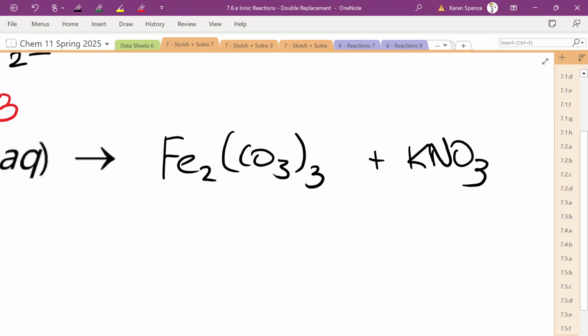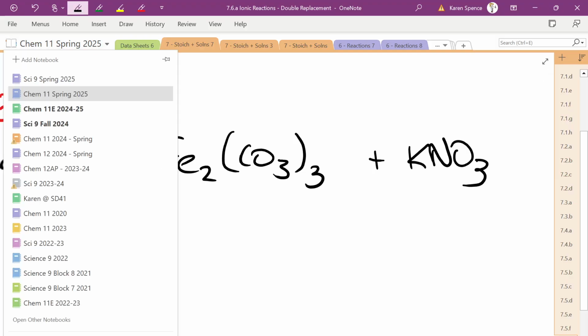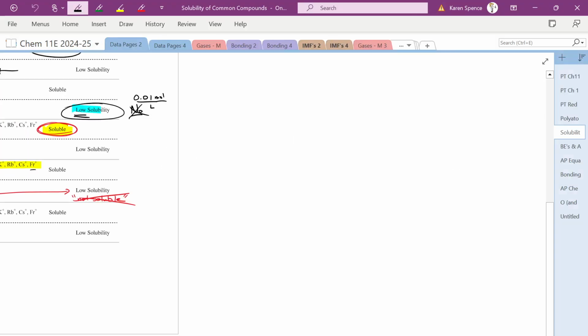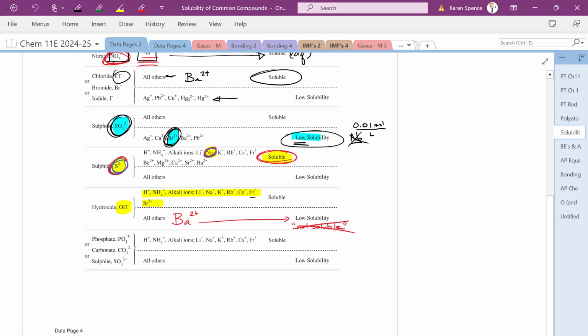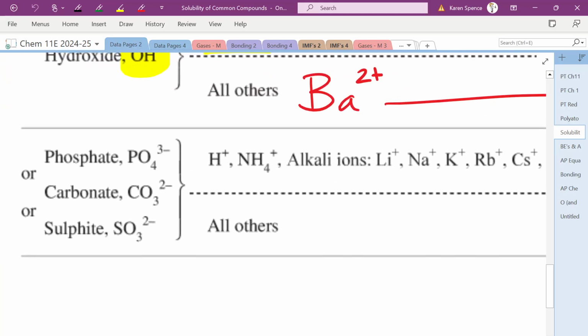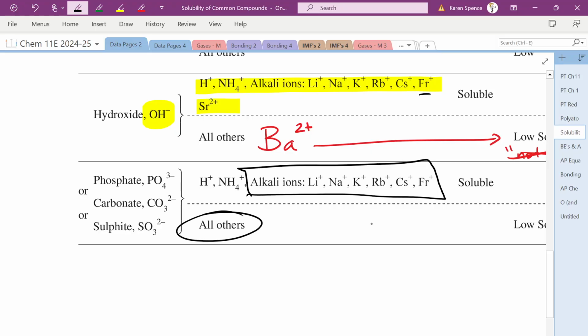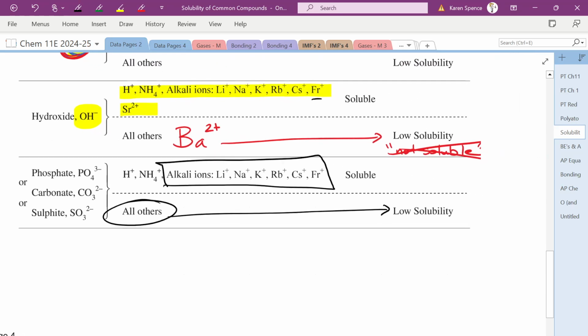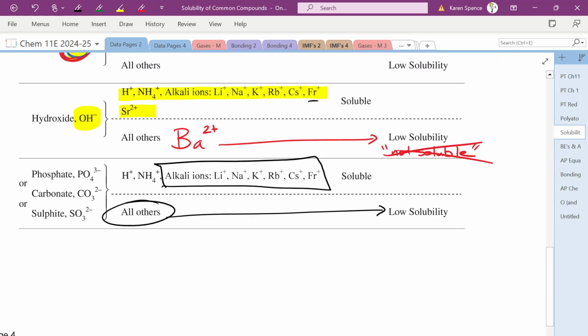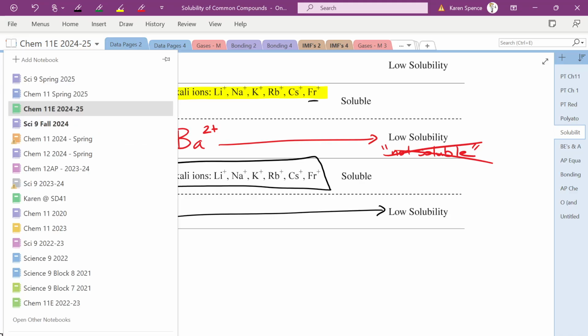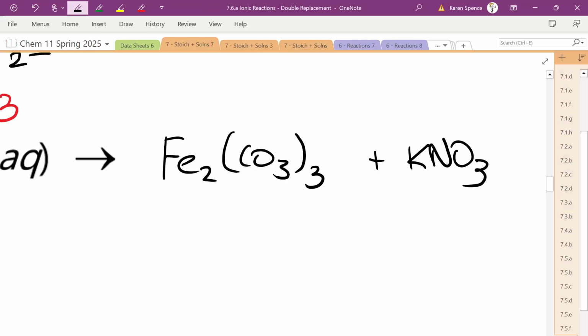All right, so on your blue sheet, you will say iron carbonate, and you'll be like, okay, where's my iron carbonate? Carbonate is way down at the bottom. And unless it is an alkali ion or hydrogen or ammonium, everything else is low solubility. And so that means that iron 3 carbonate is a solid.